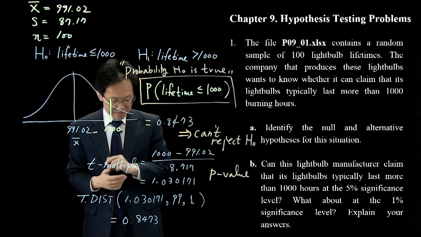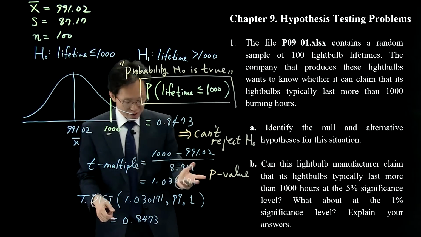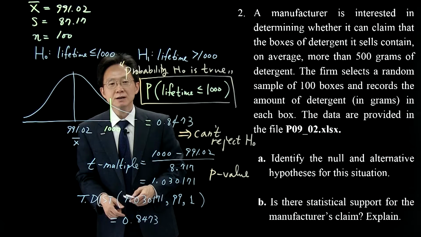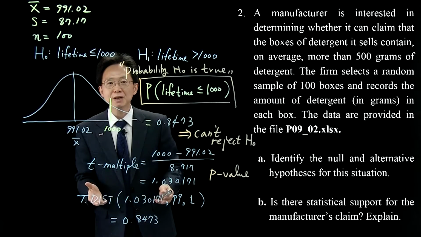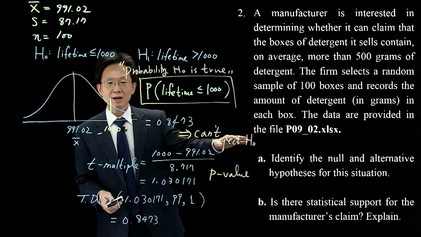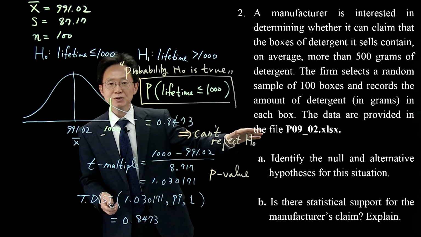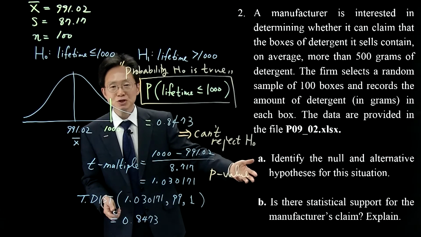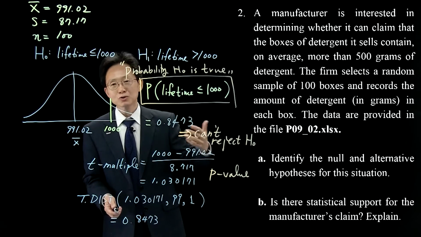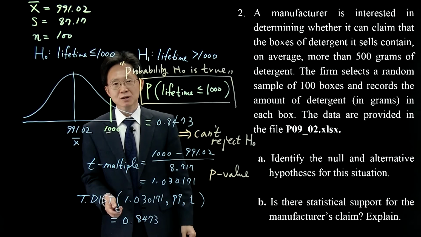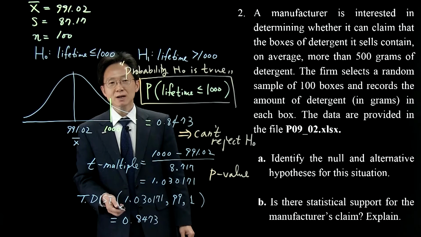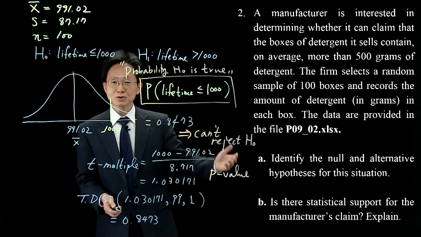Okay? Now, I want to move to the next question, number 2, and I want to give you some time, maybe 10 minutes, to read this question and identify the null hypothesis and alternative hypothesis. And I want you to support your decision whether you can reject or you cannot reject the null hypothesis. Okay? I think that 10 minutes should be enough. So why don't you try to get some answers to these questions?